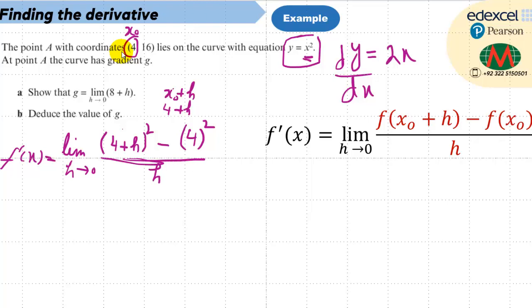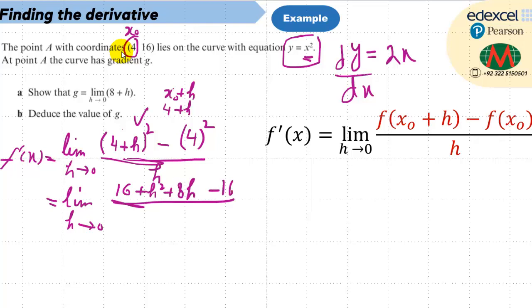Okay, now limit h tends to 0. Now we'll open this using the algebraic identity (a plus b) whole square. So it is 16 plus h square plus 8h minus 16, over h. This 16 will cancel out, and we will have limit h tends to 0 of 8h square plus 8h over h.